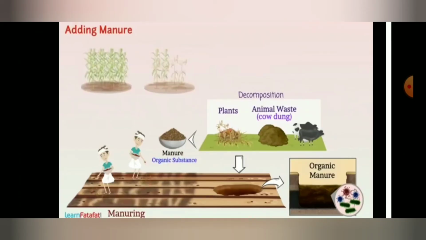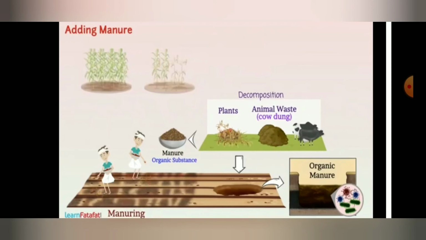They will place this kind of plant and animal waste in the cow dung. Okay, they will place these inside this pit. Due to the action of microbes, see in this picture I am showing the bacteria. These bacteria will act upon the plant waste and animal waste, and that helps in the formation of manure, which is an organic substance.